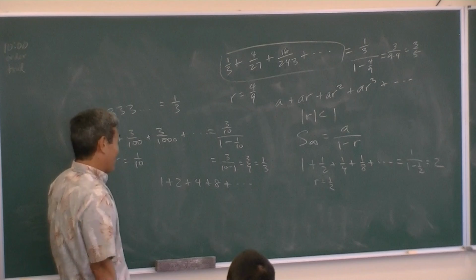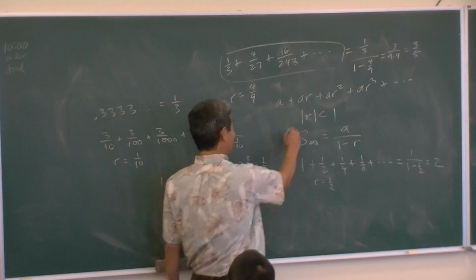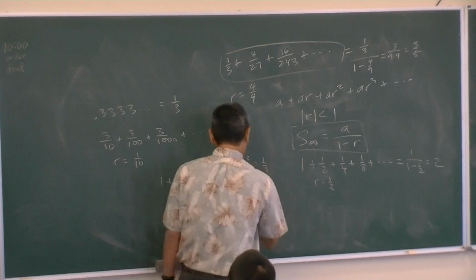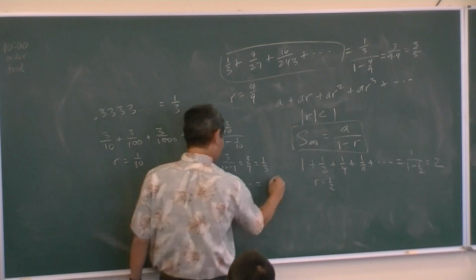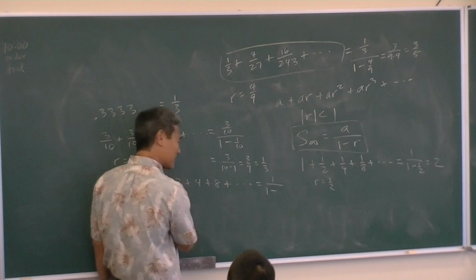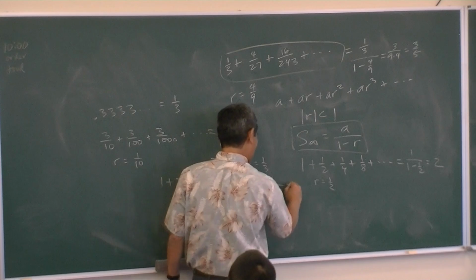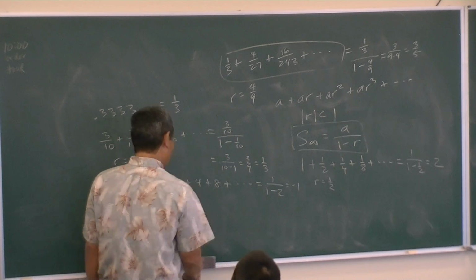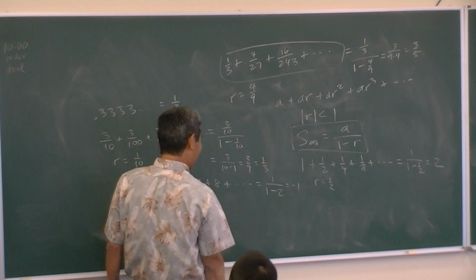Now a lot of people, they don't know anything. All they know is, I saw this formula in the book. So this is equal to the first term, all over 1 minus r. What's the common ratio? 2, so it's -1. If I keep on adding these numbers forever, you get -1.